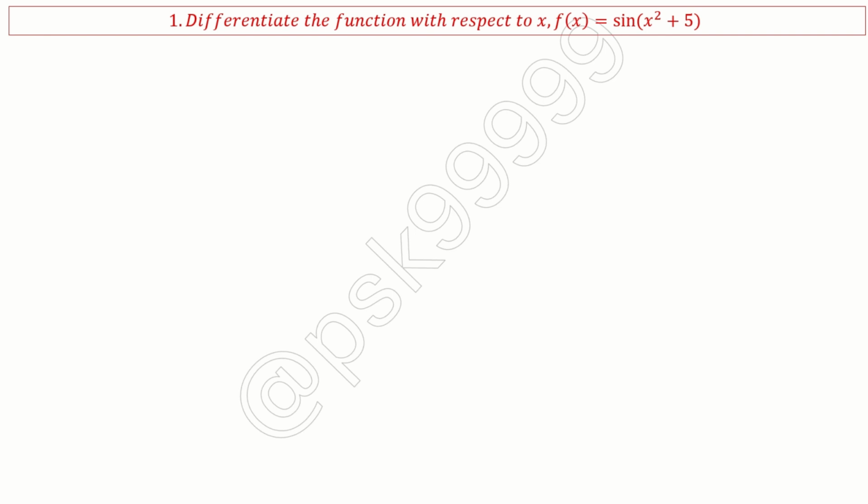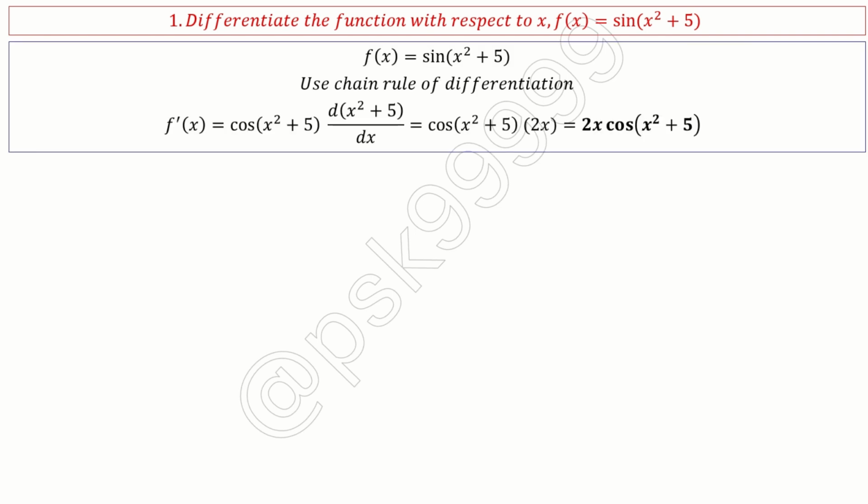First we assume it is sine of t. So f dash x is nothing but cos of t, where t is x square plus 5, and then we differentiate x square plus 5, which is 2x. So cos of x square plus 5 multiplied with 2x, which is 2x cos of x square plus 5.